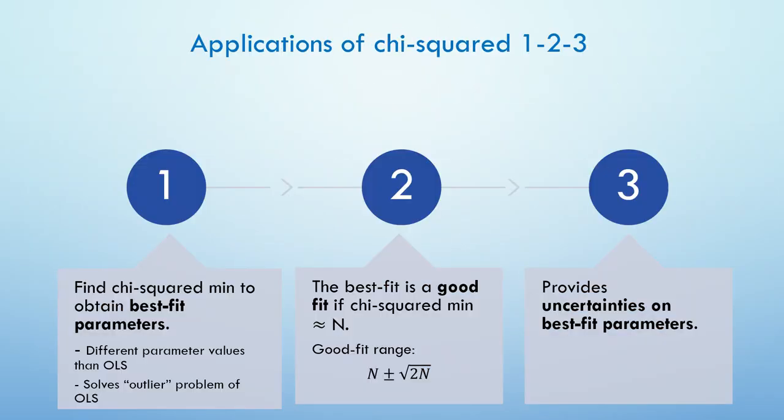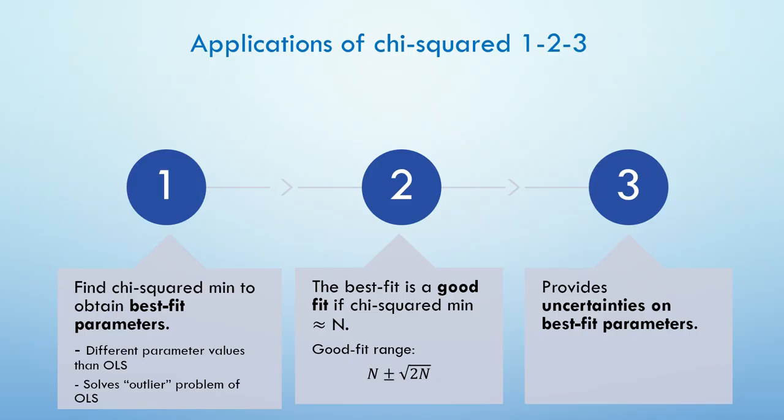Maybe this is a good time to review what the chi-squared methodology accomplishes for us. First, it provides best fit parameters from chi-squared min. The best fit parameter values obtained using chi-squared minimization provide a better fit than what you'd get using linear regression on a spreadsheet or calculator because measurement uncertainties are taken into account.